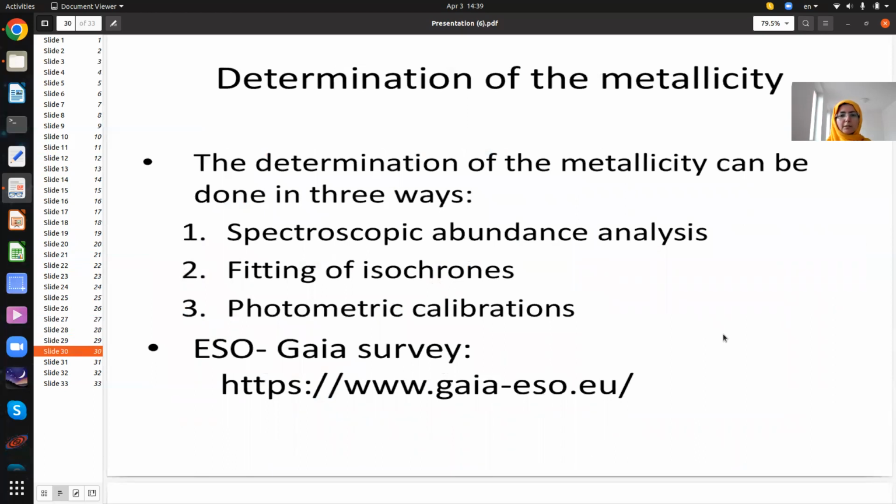Determination of the metallicity. The determination of the metallicity can be done in three ways: spectroscopic abundance analysis, fitting of isochrones, photometric calibration, and also the Gaia-ESO survey. And you can find it at Gaia-ESO dot eu.